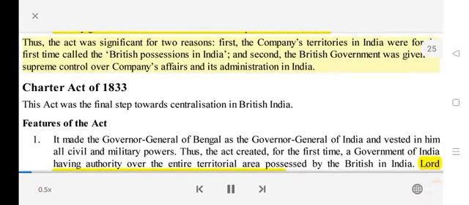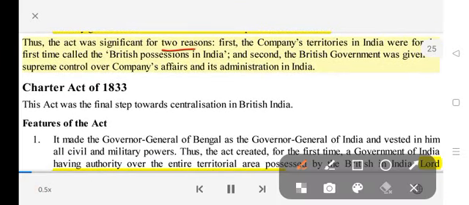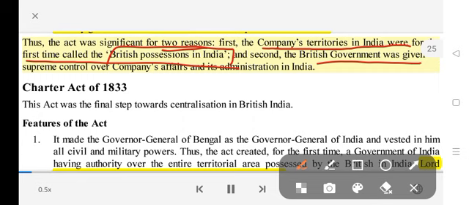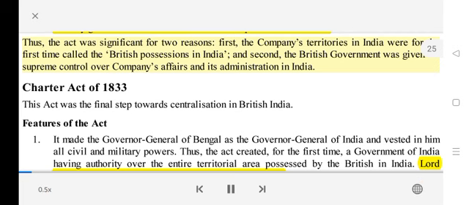Thus, the Act was significant for two reasons. First, the company's territories in India were for the first time called the British possessions in India, and second, the British government was given the supreme control over the company's affairs and its administration in India.